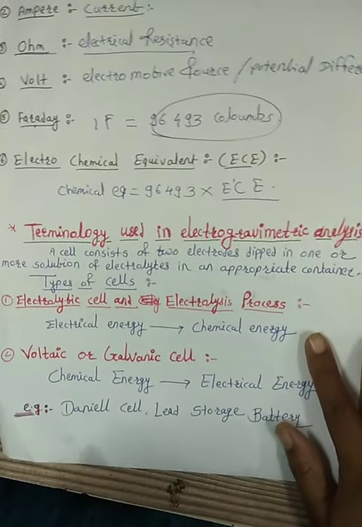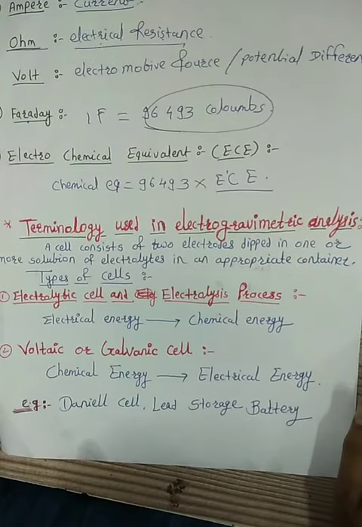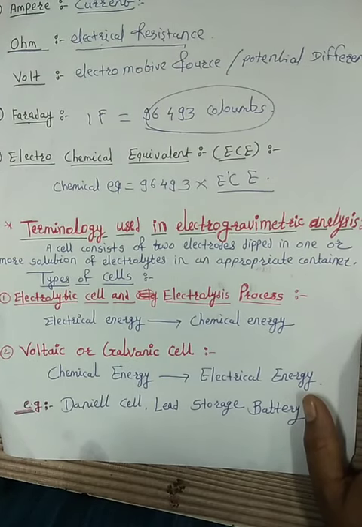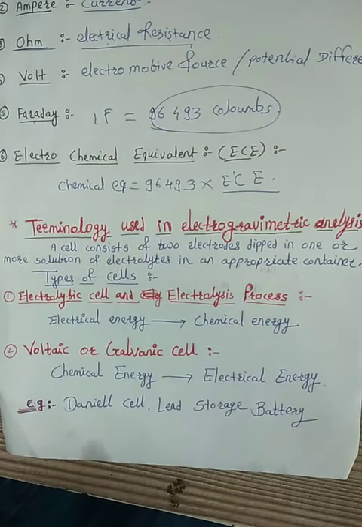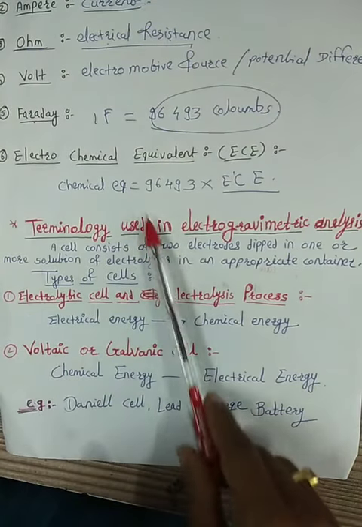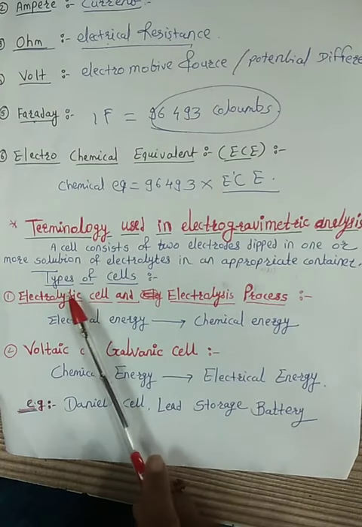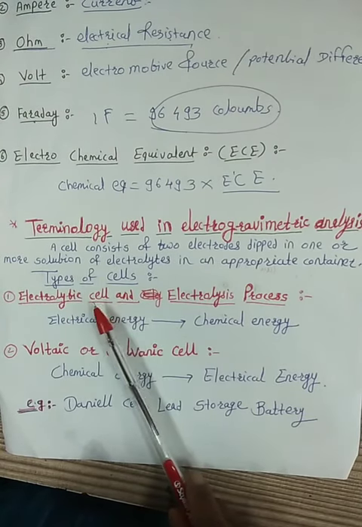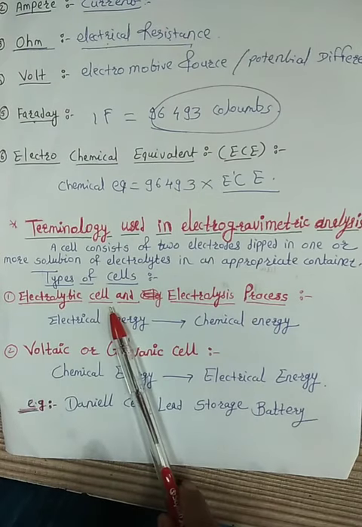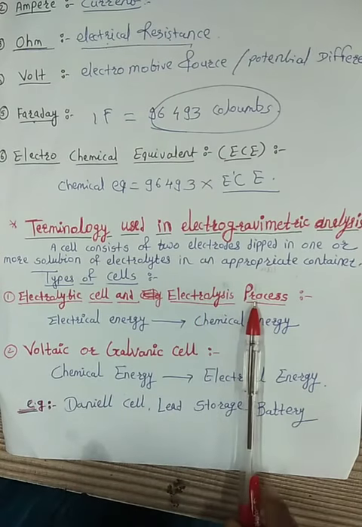Today we are focused on terminology used in electrogravimetry analysis. Generally, an electrogravimetry analysis cell consists of two electrodes dipped in one or more solutions of electrolyte in an appropriate container. So there are generally two types of cells. The first one is the electrolytic cell and electrolytic process.